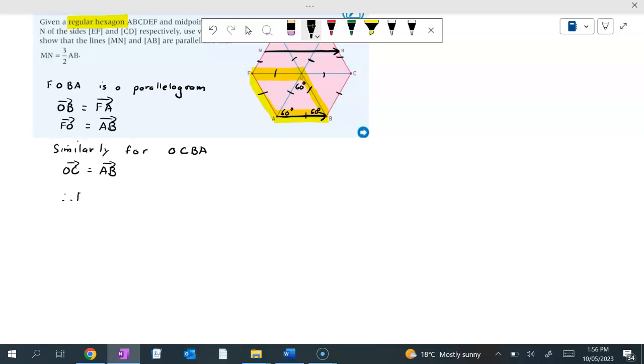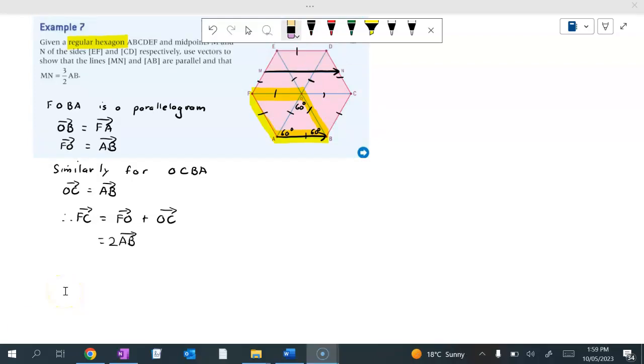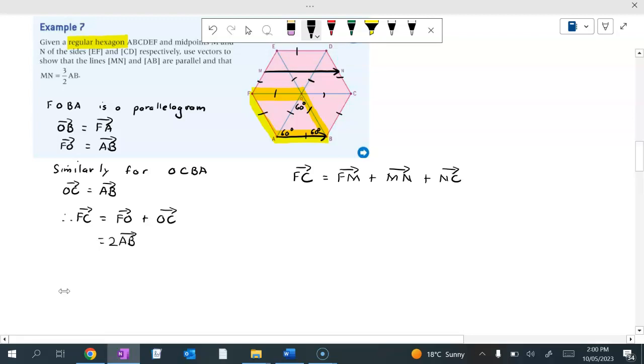And so therefore FC is equal to FO plus OC, and both of those vectors were AB. So FC is equal to 2 lots of AB. So now that we've got FC one way, let's get FC involving MN, because maybe we then could equate them. So FC, if I start at F, I'm going up to M, so that's FM plus MN plus NC.